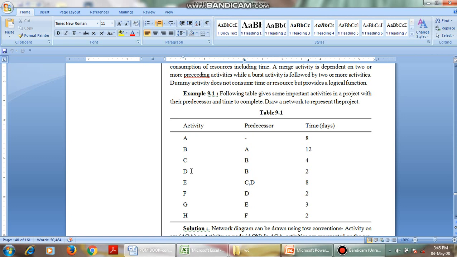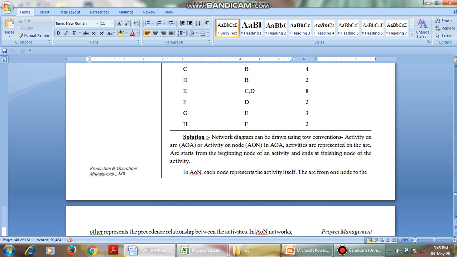Then D, before D there is B. And E, the preceder activities are C and D. The time taken is 8 days. So what we are doing is mentioning the activity, the work; the preceder work, that is the work before this activity; and the time taken. Let us see how we have written it.